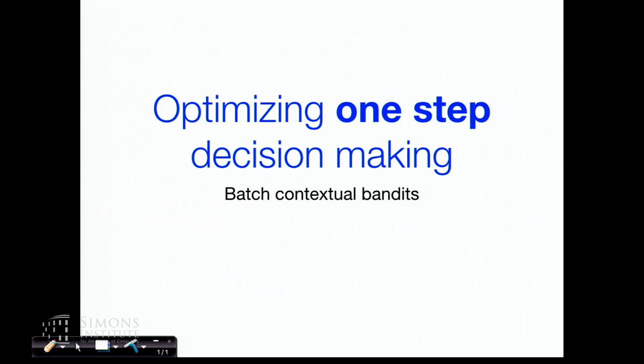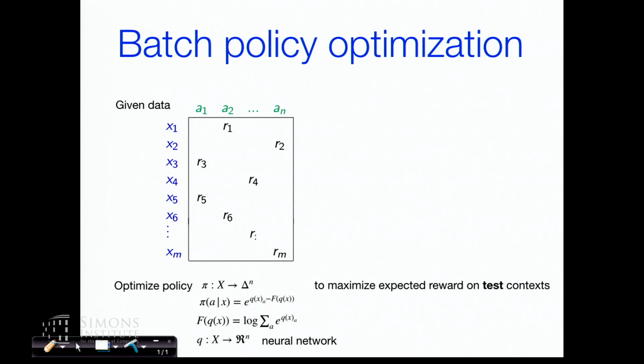Okay, so I'm just going to start out by doing this in a very simple way. Here is a very basic problem that students new to the field probably presume we already know how to solve. It's the batch policy optimization problem in contextual bandits. Imagine I just give you a set of contexts, x1 to xm, where let's even assume they're IID, from some stationary distribution.